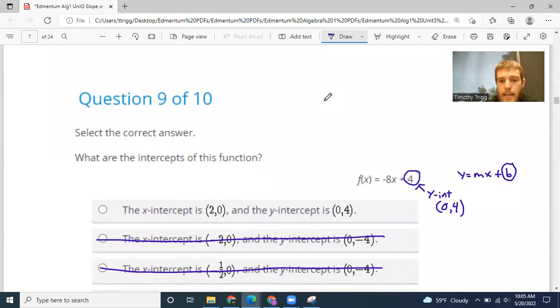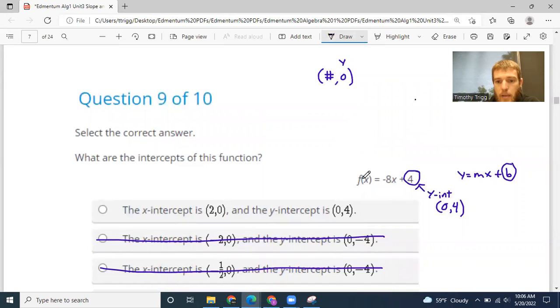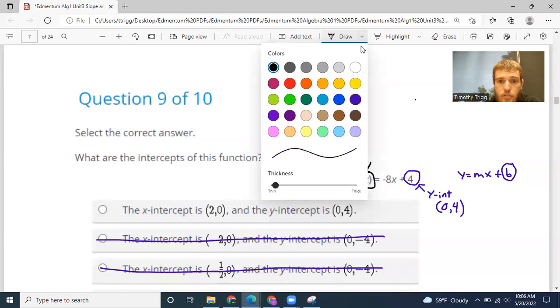Well, in order to find the x-intercept, one thing you could always do is just remember the x-intercept is always some number, 0. So I could replace the y-coordinate with 0, find the x-coordinate that results, and that'll tell me my x-intercept. So in our case, I'm going to replace f of x with 0, essentially. Remember, f of x is the same as your y, essentially, your output. So that's going to be 0 equals negative 8x plus 4.